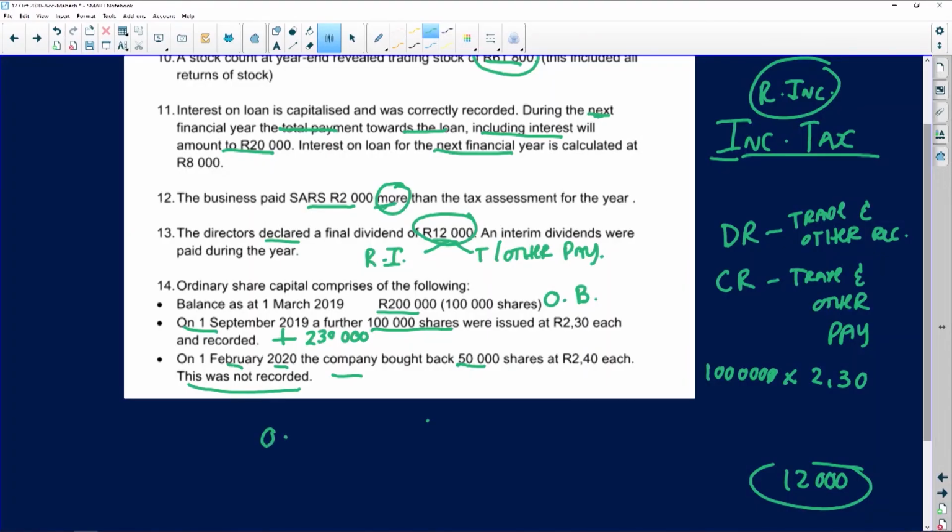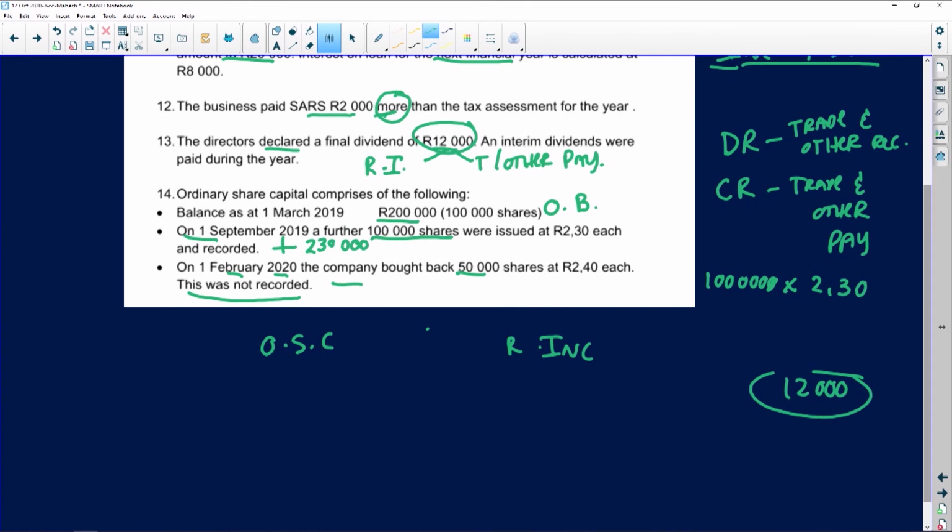Clearly the buyback of shares is going to impact on ordinary share capital, on retained income, as well as on bank. The buyback was not recorded, so ordinary share capital is affected, retained income is also affected, as well as our bank account. So let's start off with the bank amount, because this is the easiest one to calculate.